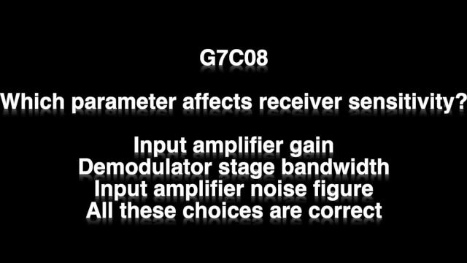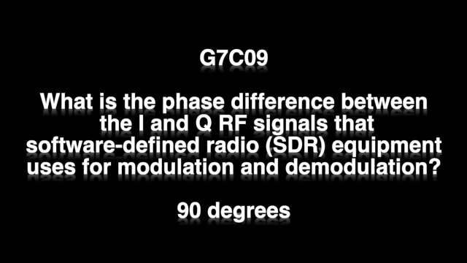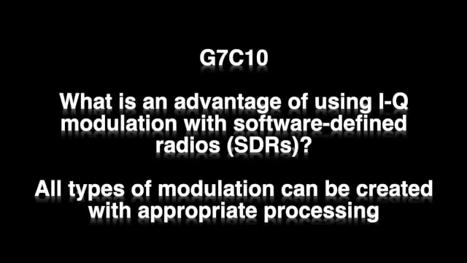G7C08. Which parameter affects receiver sensitivity? Input amplifier gain. Demodulator stage bandwidth. Input amplifier noise figure. All these choices are correct. G7C09. What is the phase difference between the I and Q RF signals that software-defined radio, SDR, equipment uses for modulation and demodulation? 90 degrees. G7C10. What is an advantage of using IQ modulation with software-defined radios, SDRs? All types of modulation can be created with appropriate processing.